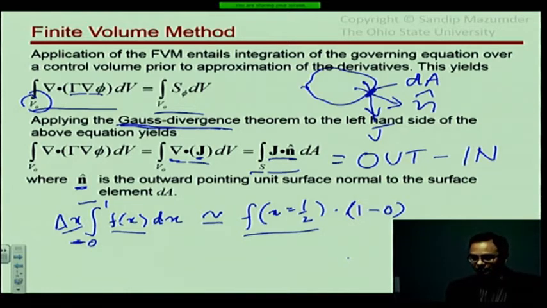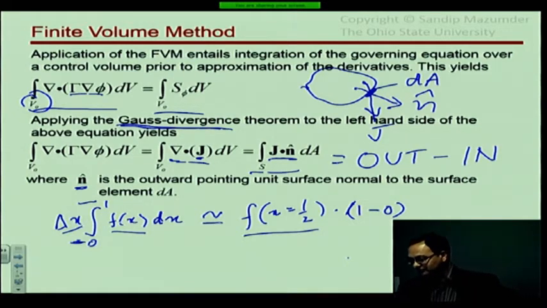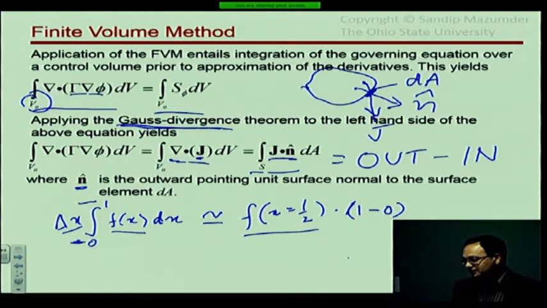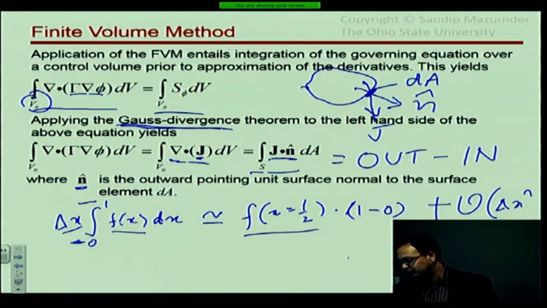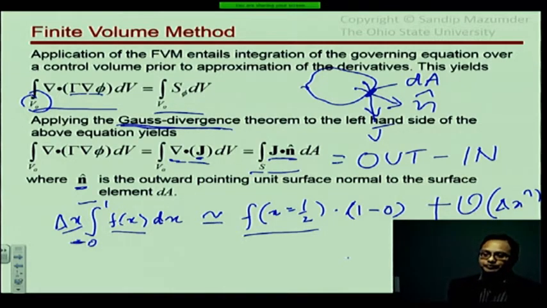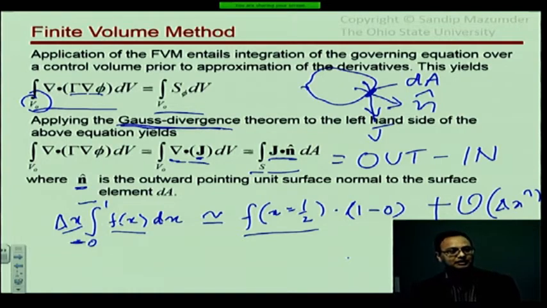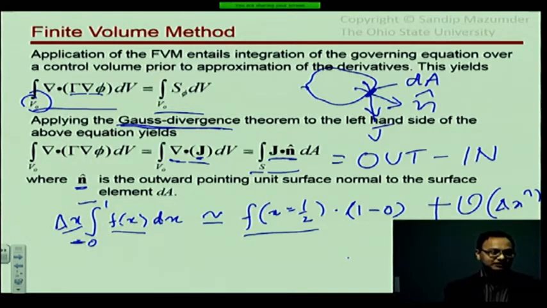So this approximation becomes exact in the limit that you refine your mesh considerably. In fact, if you do an analysis of this, you can show that there's a truncation error associated with this, which is also of order delta x squared approximately. So in other words, by making this approximation, we are not introducing any additional error. We are making the same kind of errors that we make in the discretization process that we'll talk about in a moment. But this is one of the fundamental assumptions in the finite volume method.